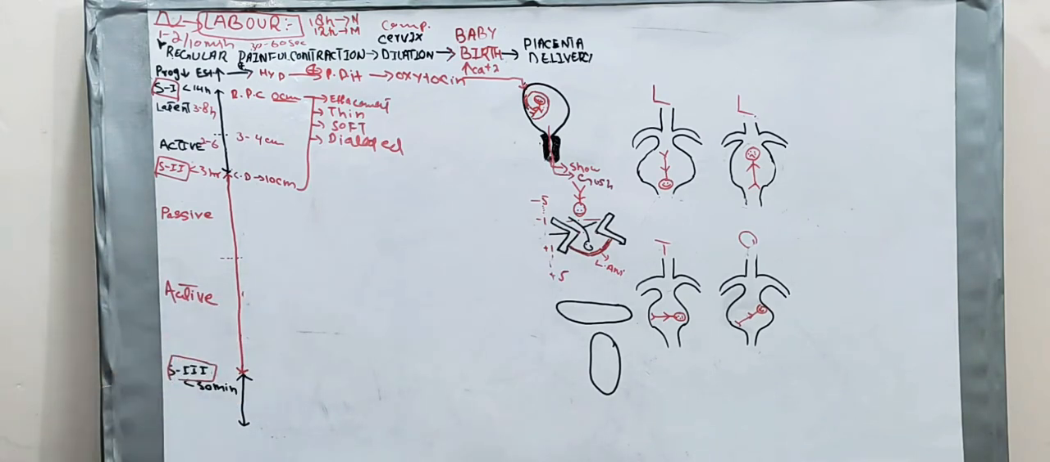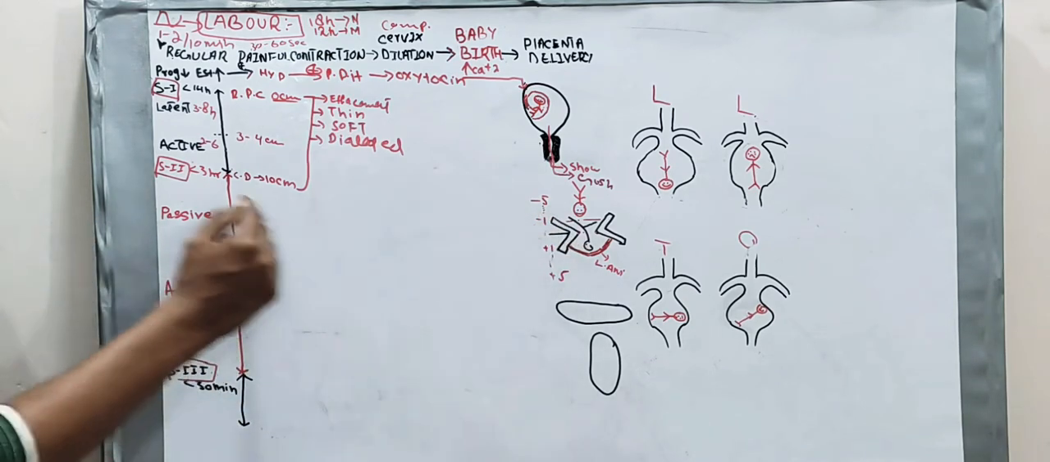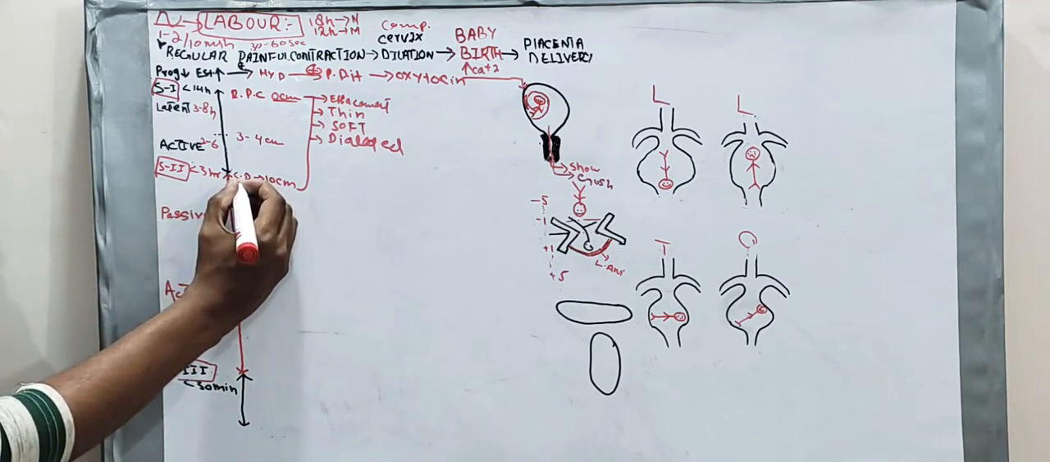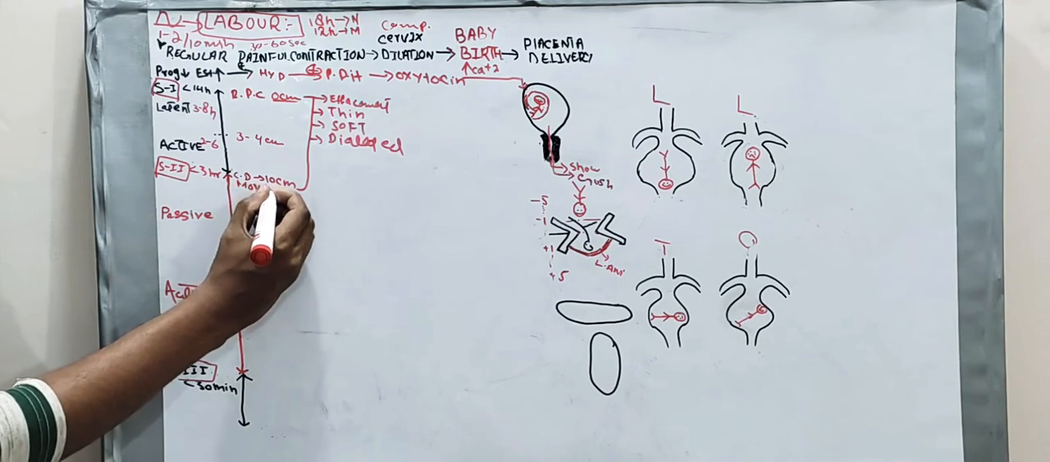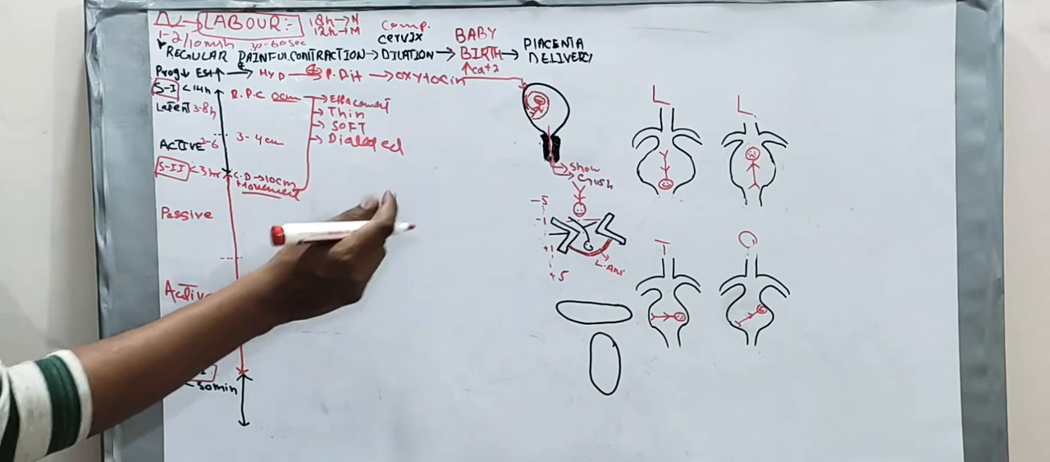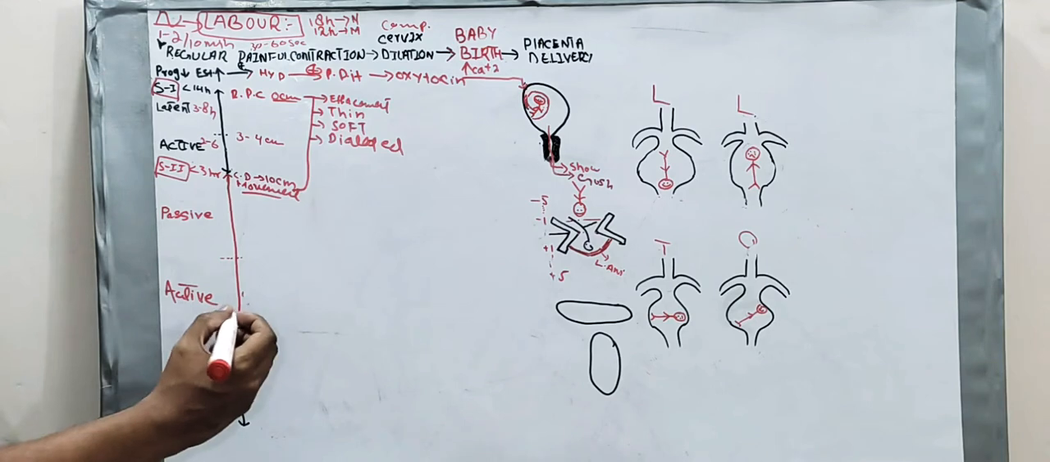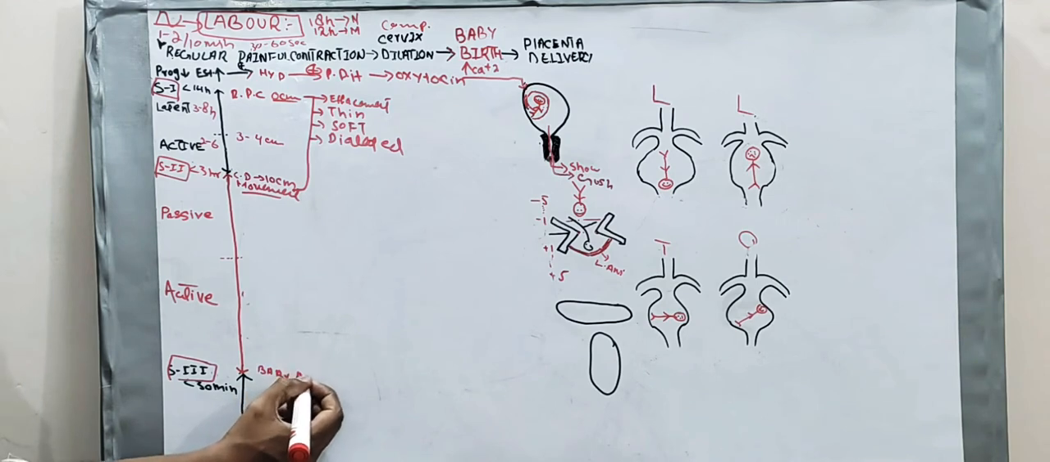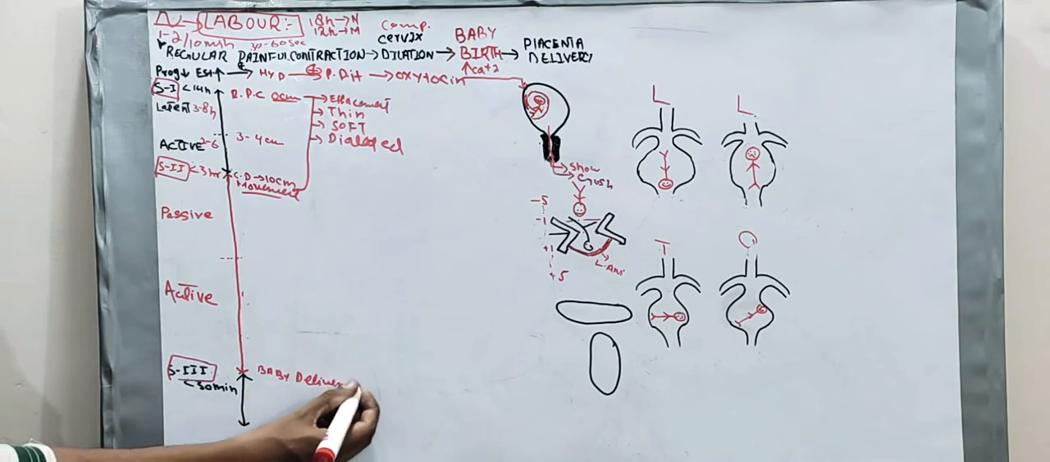So this is known as the second stage of labor. The hallmark of the second stage is the movements. We are dealing with the movement of the fetus to the outside, and it is completed when the baby is delivered. When the baby is delivered, the stage is over.